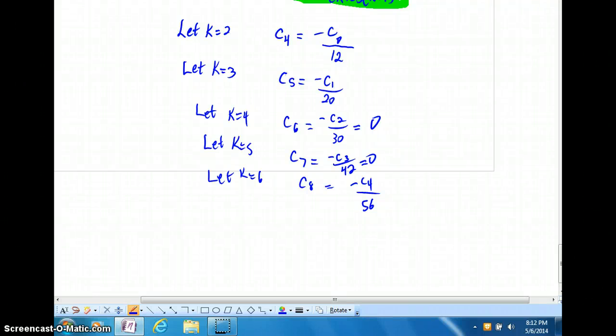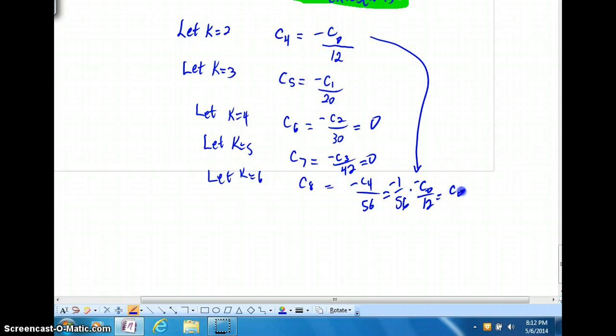Okay, picking up where we left off, as we were finding c sub 8, we found it was the opposite of c sub 4 over 56. Well, that's negative 1 over 56 times c4. But look at c4 here. That's the opposite of c sub 0 all over 12. Well, what is 56 times 12? I believe that's 672. Well, let's do maybe just one more.